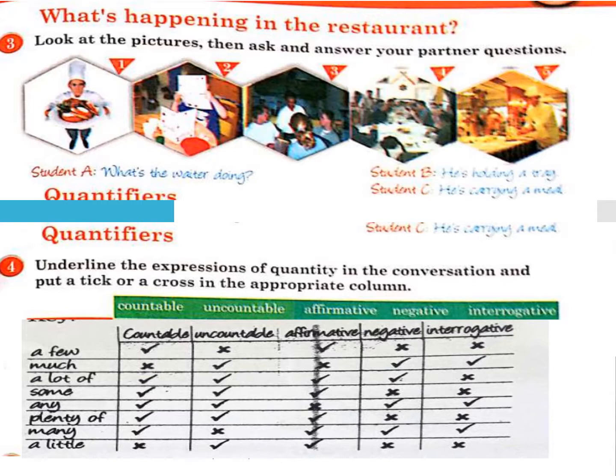We have, for example, much. We don't use much with countable and affirmative, but we use it with uncountable, negative, and interrogative. We use a lot of with countable and uncountable and affirmative and negative as well. We use some with countable, uncountable, and affirmative, any, and so on.